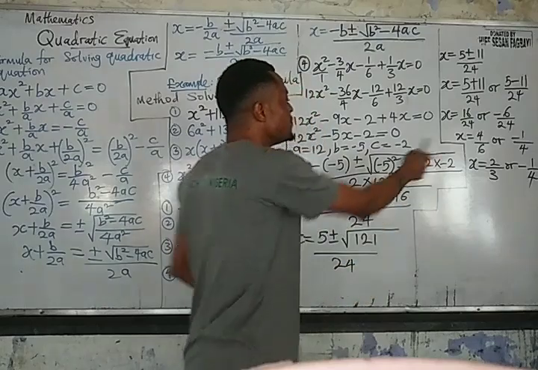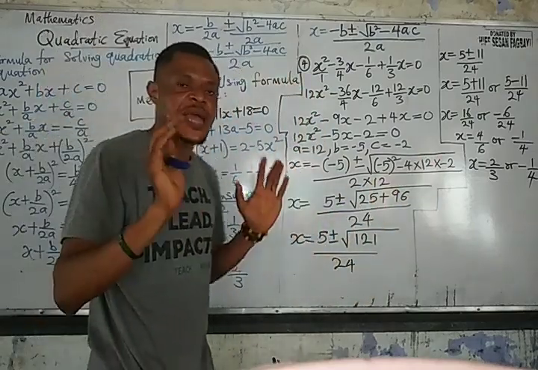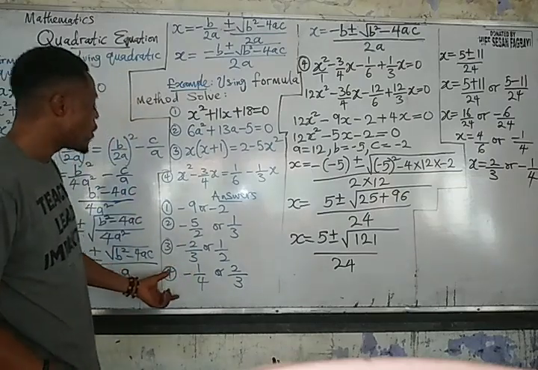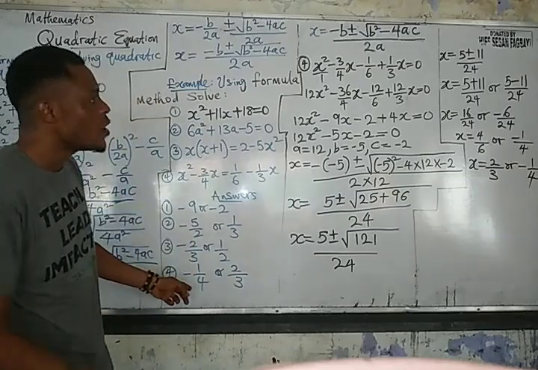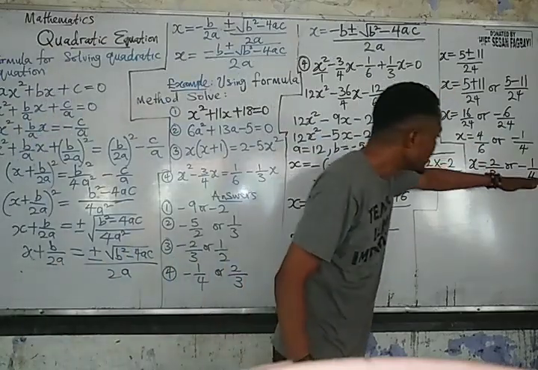So let's verify if this and what we got when we use the factorization method are the same. When we used the factorization method for question number 4, we had minus 1 all over 4, and then 2 over 3. Easy.